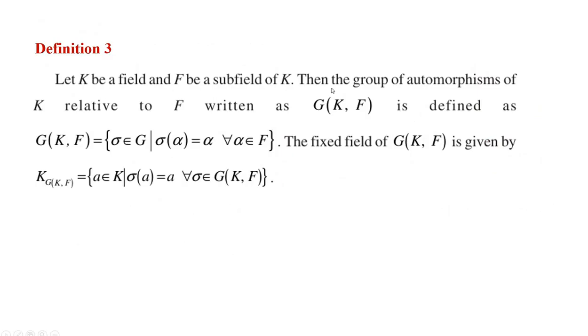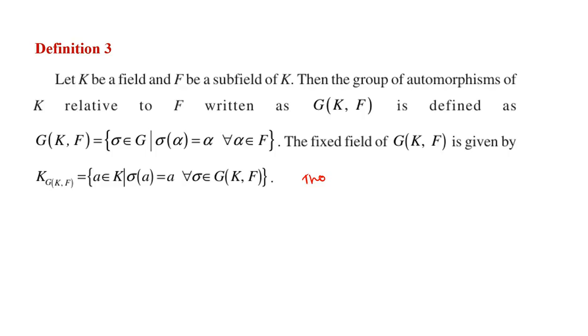Let K be a field, F be a subfield of K, then the group of automorphisms of K relative to F, written as G(K/F), is defined as all those automorphisms which leave the base field elements fixed. So that is your G(K/F). So it is the set of all sigma in G, all those automorphisms. In words, you must know how to read it.